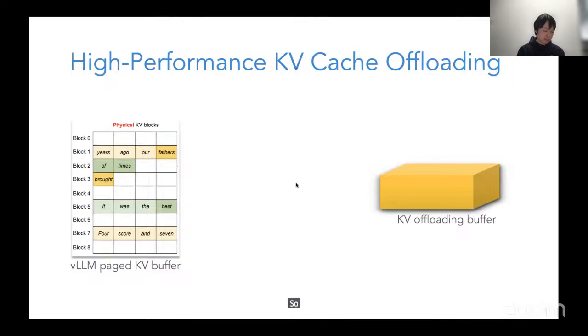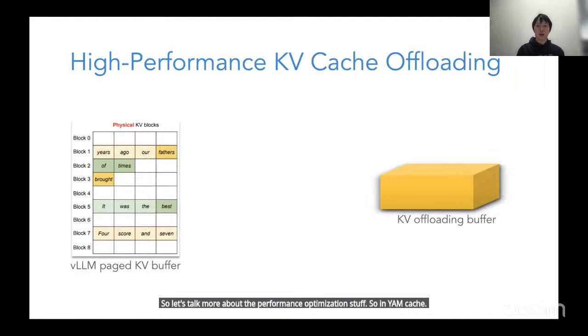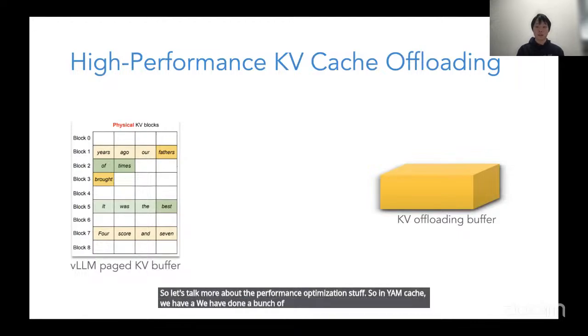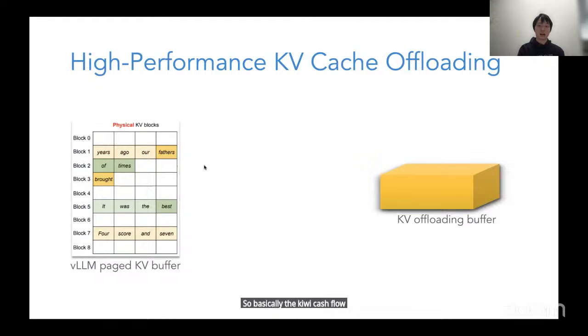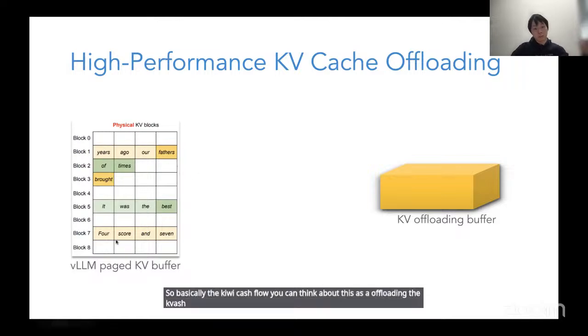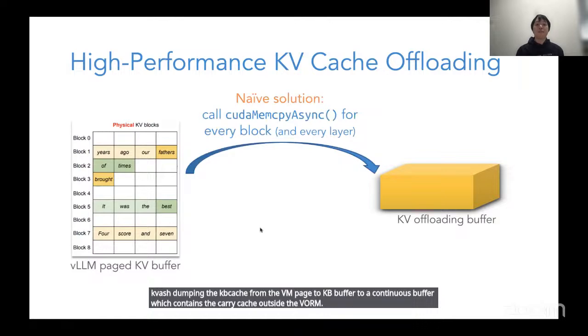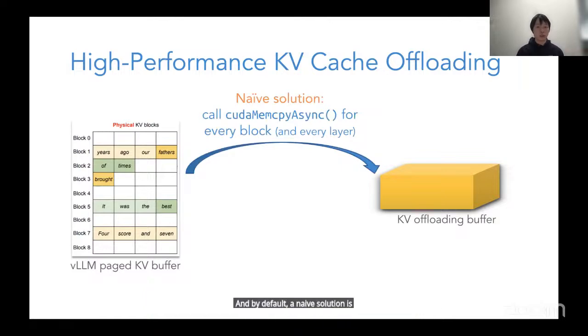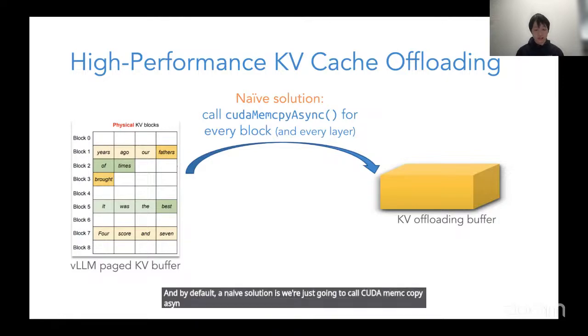So let's talk more about the performance optimization. In mCache, we have done a bunch of performance optimizations for the KV cache offloading. You can think of KV cache offloading as dumping the KV cache from the vLLM paged KV buffer to a continuous buffer outside the vLLM. A naive solution is to just call CUDA memcpy async, or PyTorch tensor copy using PyTorch APIs, on every block and every layer.